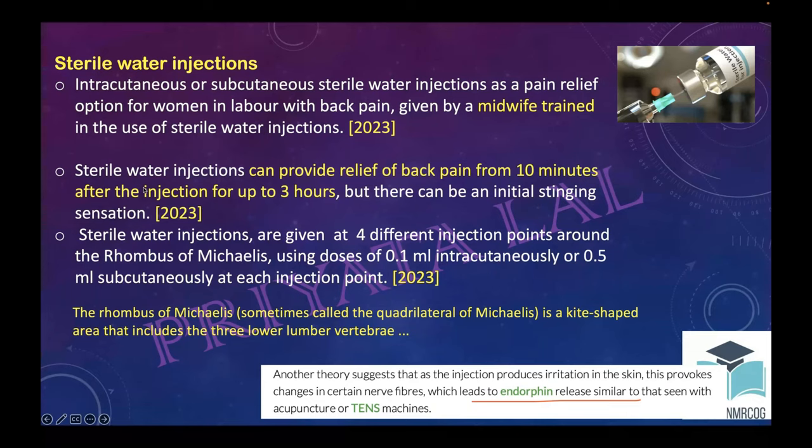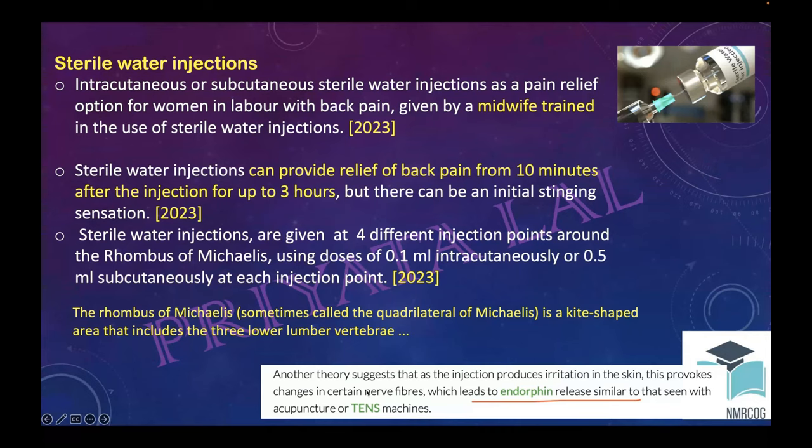Now this is the sterile water injection. This is a new thing that has been added in this guideline. It was previously not there. Now this is from the internet, how it works. A couple of theories are there. They say that it causes irritation on the skin that causes a release of endorphin, and because of that there is pain relief.